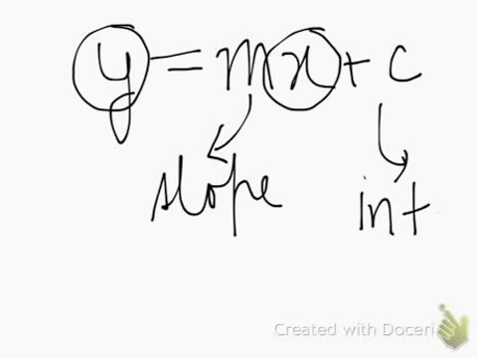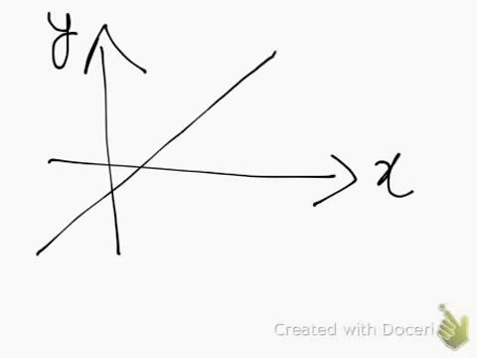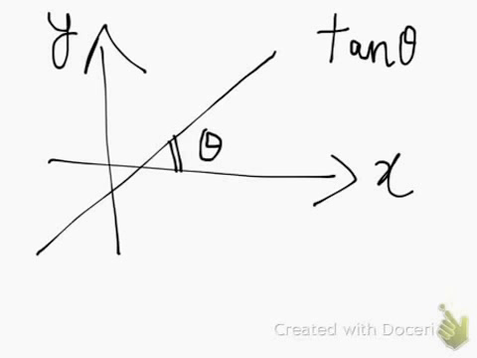Now let us suppose we have our coordinate axes, that is y and x, and I draw a line. As you can see, this angle here can be called theta. And in my last video I told you what tan theta is, and tan theta is called the slope. It is also called the inclination of the line with the positive direction of x-axis.